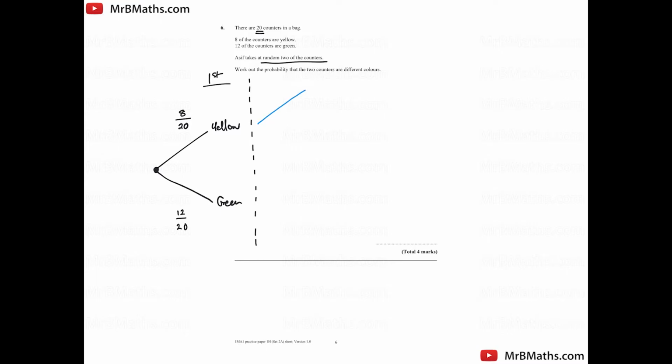So it will be again this. Here will be my yellow choice, and here will be my green. Here will be my yellow, and here will be my green. Okay, so this is the part that you really need to consider. This is my second choice.